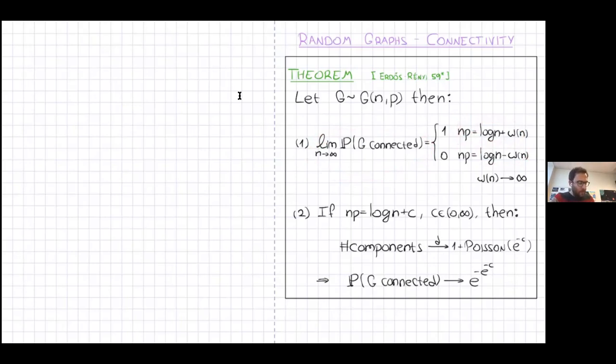You can also zoom in and look at what happens inside the critical window, namely you take log n plus some constant c, so it's not much above or much below. Then you can show that the number of components in the graph has a limiting distribution: there's only one component plus a random number which has a Poisson distribution that depends on c. From that you can also derive the exact limiting probability. So the probability in the critical window that the graph is connected is this double exponential expression.